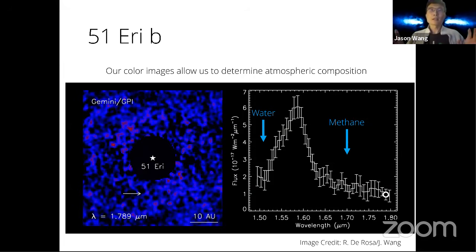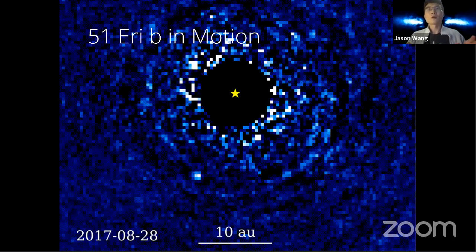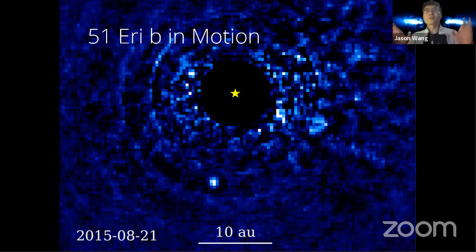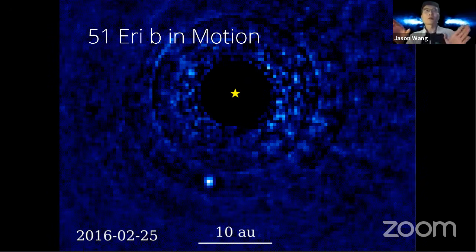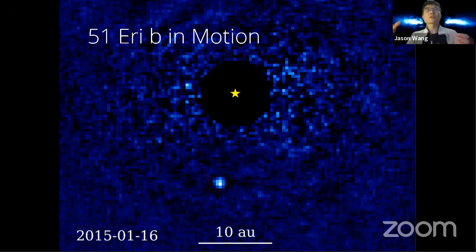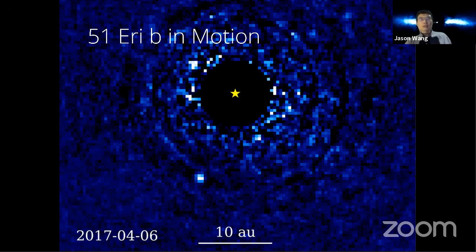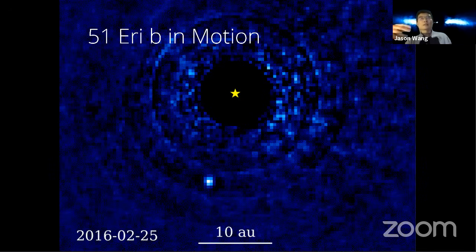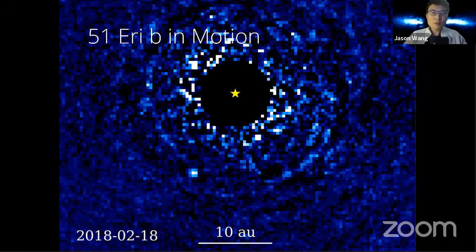So here is a time lapse of 51 Eri b in orbit around the star. Here the star is denoted helpfully by the yellow star symbol, and 51 Eri b is to the bottom left and is orbiting clockwise in the image. This is a time lapse taken with 4 years of data by the Gemini Planet Imager. Using this data, we've been able to study the orbit trajectory of this planet, understand the dynamics and the dynamical history of this planet and how it formed. So that's one exoplanet system.